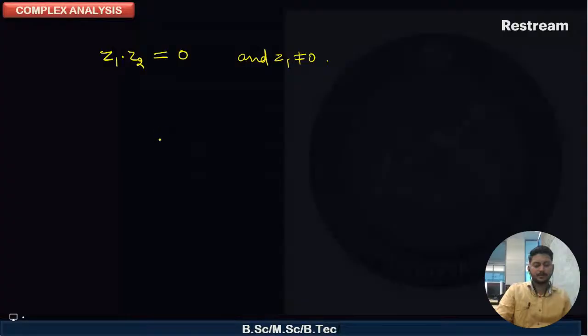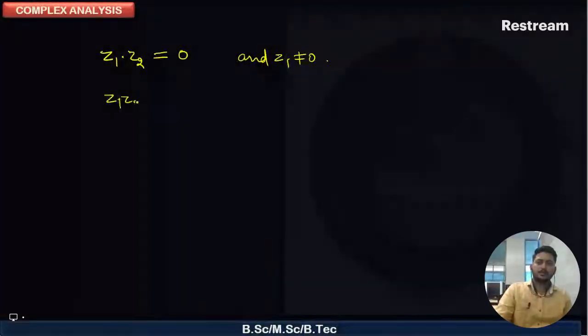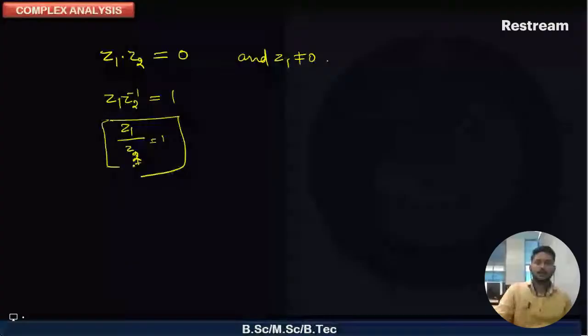In previous classes, I completed this, and we take the inverse part, which gives you 1. It means z2 inverse, because when we take z1 upon z1, it is equal to 1. In the previous lecture we completed this.